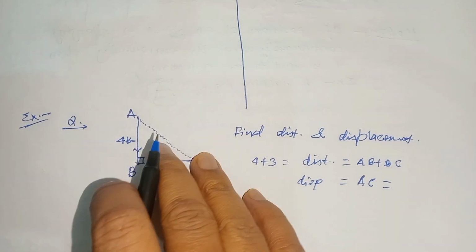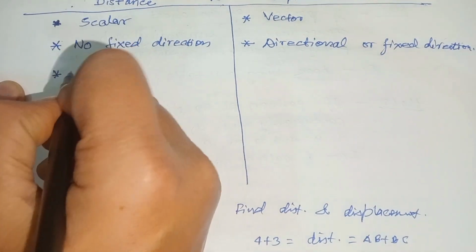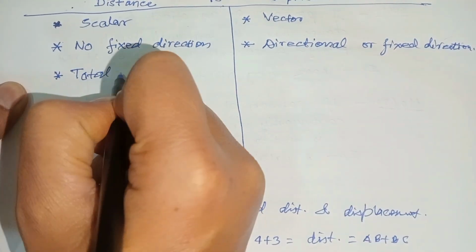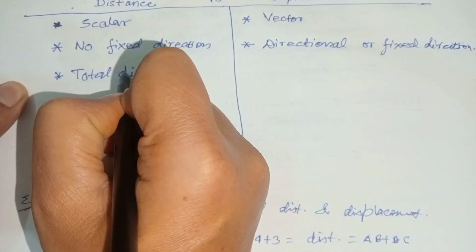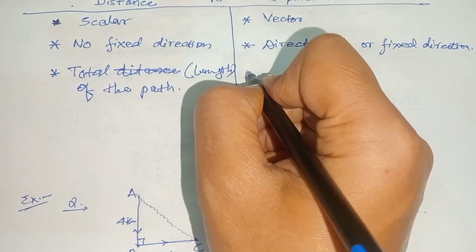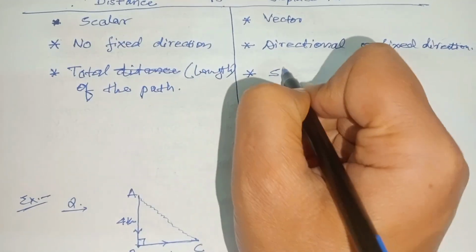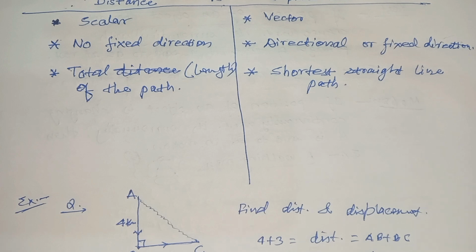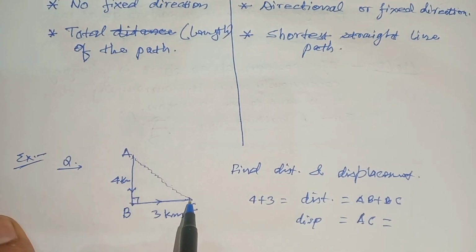So one major point we can write here: distance is the total distance covered, the total route. You can write total distance, that is, the total length of the path. And in displacement, what we see is the shortest path, the shortest straight line path. In this example, this is the shortest straight line path.